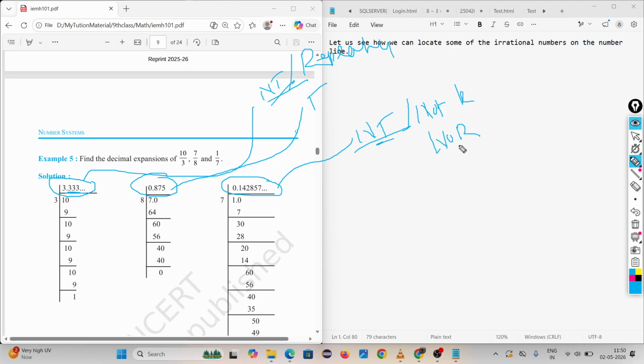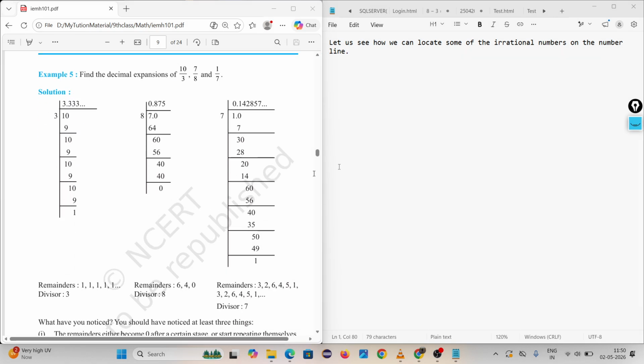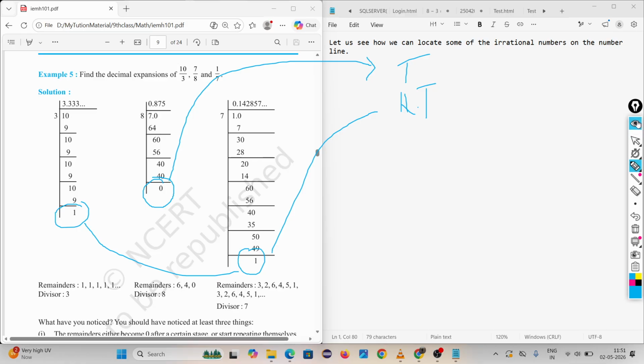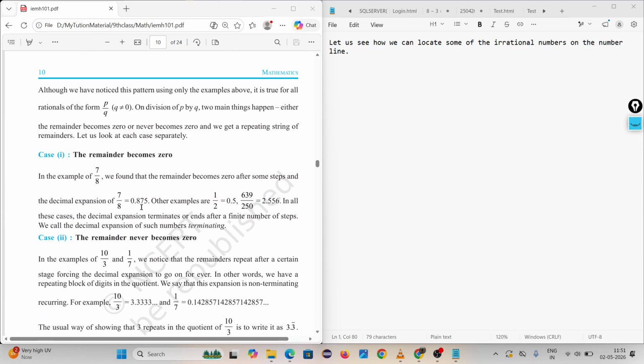That means look at the remainder in the three cases. If the remainder is 0, then which type of decimal expansion is it? Terminating. If it is other than 0, then non-terminating. So from here we got one definition: if the remainder becomes 0, it is terminating.